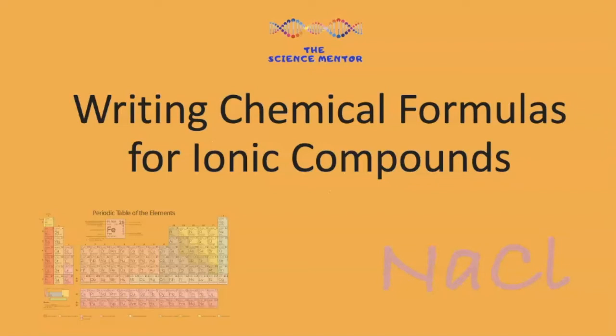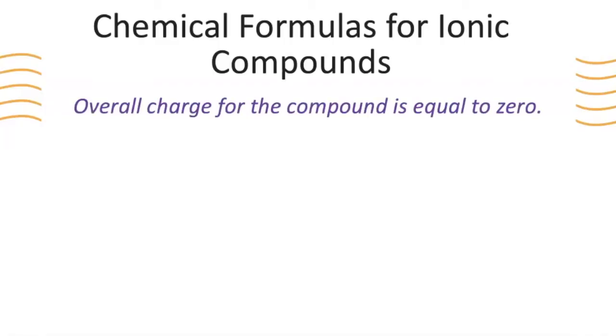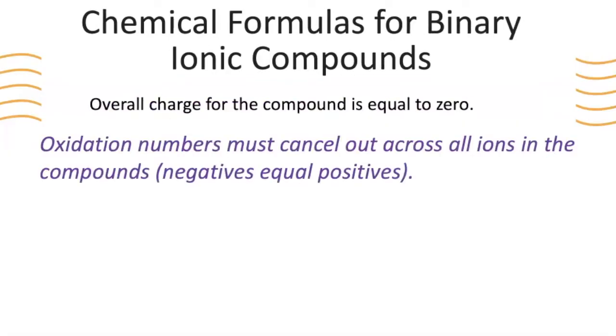Hey, it's Doc Williams, and we're going to write chemical formulas for binary ionic compounds and ionic compounds with polyatomic ions. When writing chemical formulas for ionic compounds, you want to make sure that the overall charge for the compound is equal to 0. What this means is that all of the charges for your cations have to be balanced out by the charges of the anions.